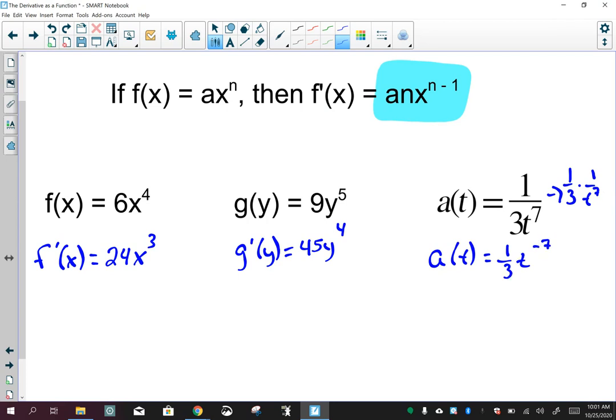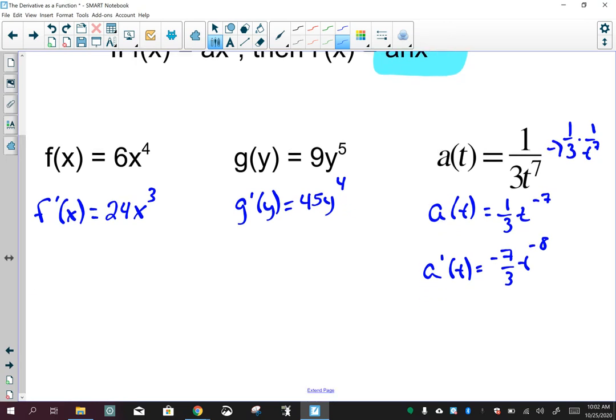Because now, when I actually run this piece through here, and I want to find the prime, I'm going to go negative 7 times 1/3. That gets me negative 7/3. And I'm going to subtract the 1 from it. So that gives me t to the negative 8. And I can leave it like that, or I can turn around and put it in a different format. If it wants it where exponents are positive, because you will see that as an actual direction with positive exponents, you just go negative 7 over 3t to the 8. Okay? They mean the same thing. All right.